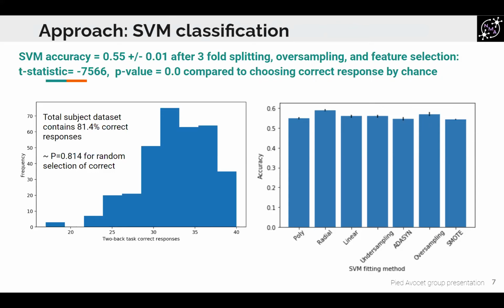This makes sense. Total subjects across the data set chose correctly on the 2-back score 81.4% of the time. So randomly choosing a correct score is a p of 0.814. We compared SVM fitting methods and showed that under different SVM kernels, polynomial, radial, linear, and then different oversampling and undersampling techniques, it was pretty similar across for accuracy.